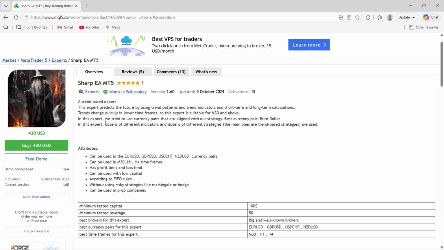And they also claim that in the expert, they use currency pairs that are aligned with their strategy. And they claim that the best currency pair for the expert advisor is the euro dollar. That is EURUSD. All right. They also claim that in this expert, dozens of different indicators and dozens of different strategies are used. The main ones are trend-based strategies.